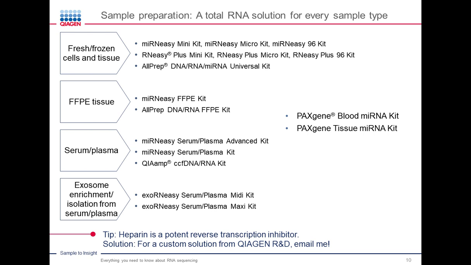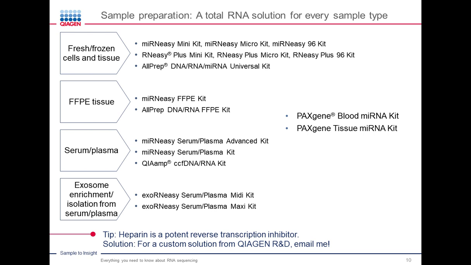For exosome enrichment and isolation, we have the exoRNeasy kit, both the Midi kit and the Maxi kit, and the choice depends on your input amount. So the Midi kit gives you up to about 1 ml of fluid, while the Maxi kit accommodates more than 4 mLs. Stuck over here in the middle are the PAXgene kits. So you have the PAXgene blood kit that allows you to isolate RNA from whole blood, and the tissue kit that allows you to, of course, isolate your total RNA from tissue.